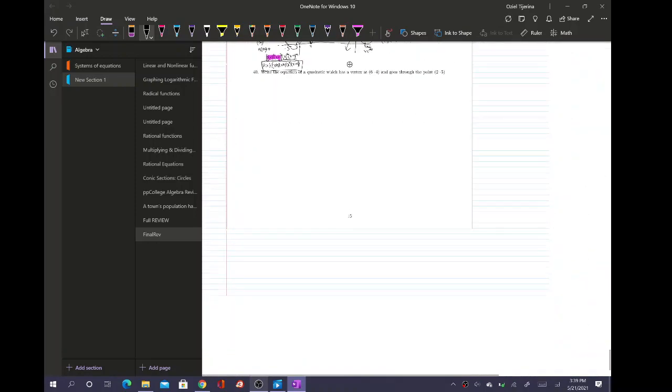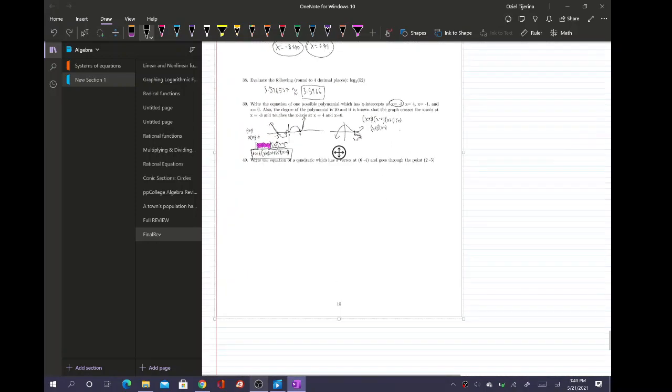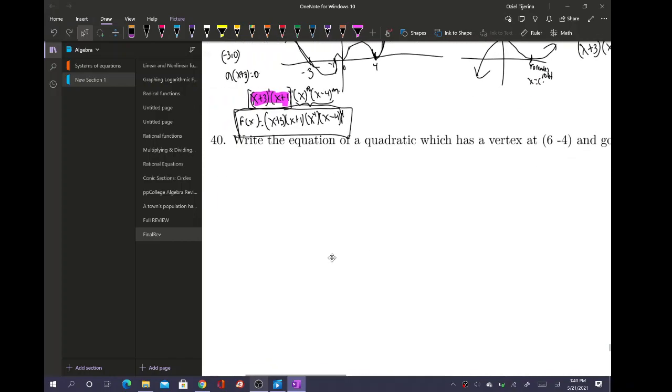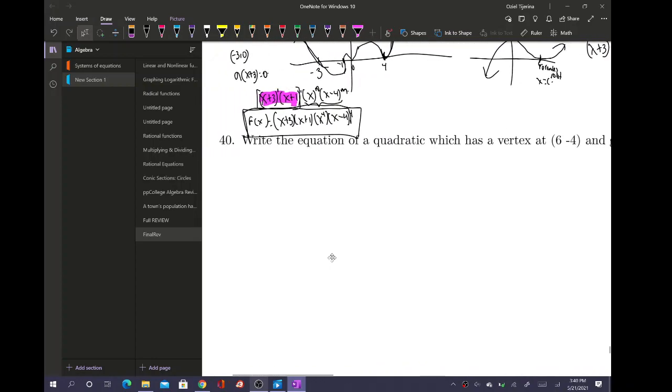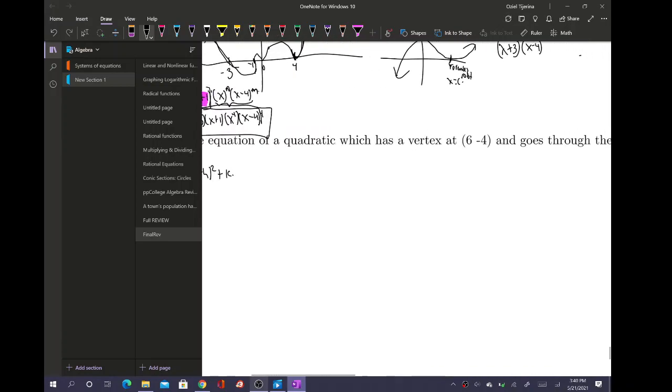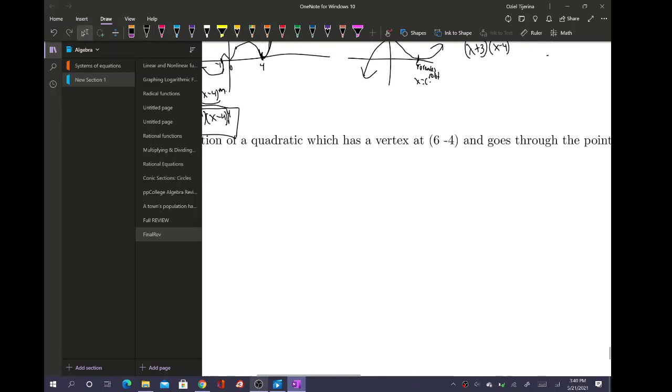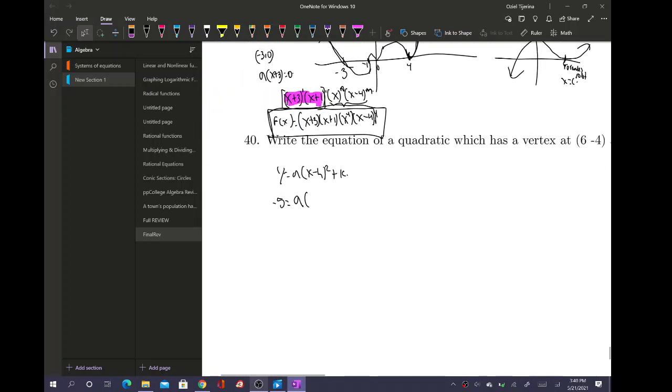Okay, I believe this is the last one. So this one says, write the equation of a quadratic which has a vertex of 6, -4, and goes through the point 2, -5. So this is like an example that we've done before. So we would say y equals a times x minus h squared plus k, right? So then we have -5 equals a times, and the x value is 2.